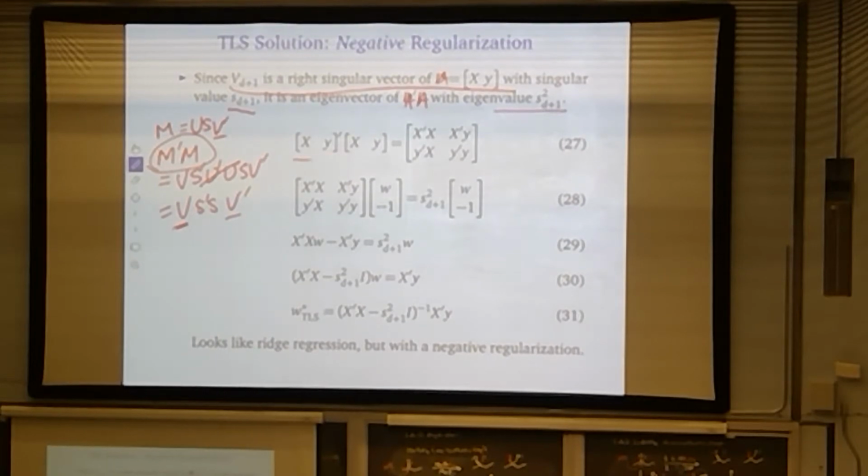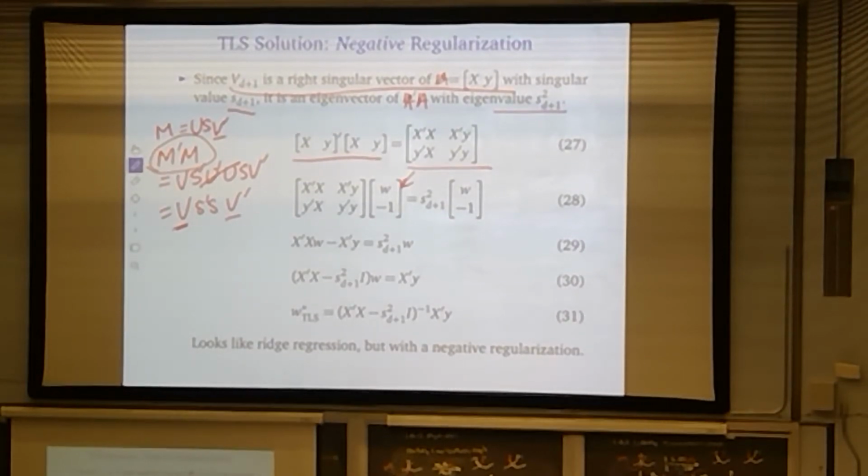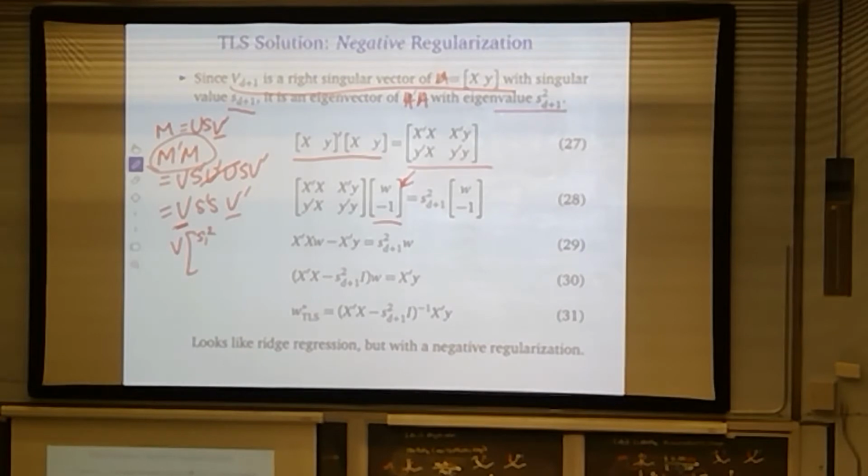And in this case, XY transpose XY, you can write it expanded as such. And since this is the eigenvector, it must be this matrix times this. And also here it corresponds to V, with S1 squared all the way to S_{D+1} squared. So that means, so this is M, oops.